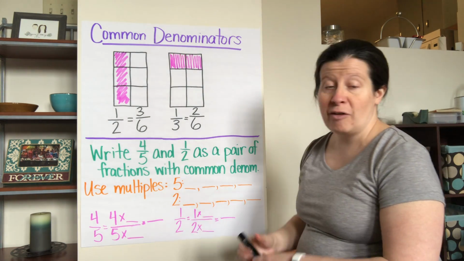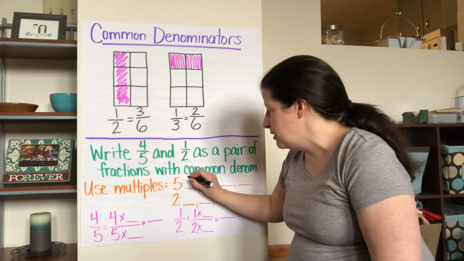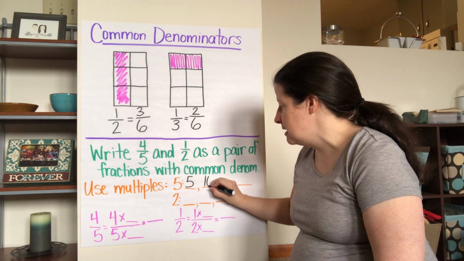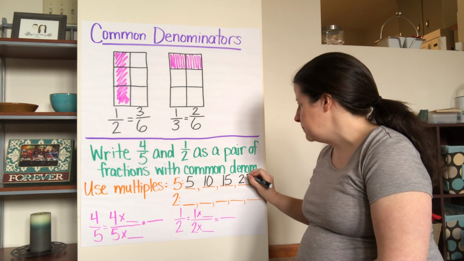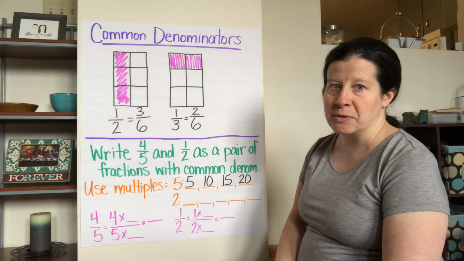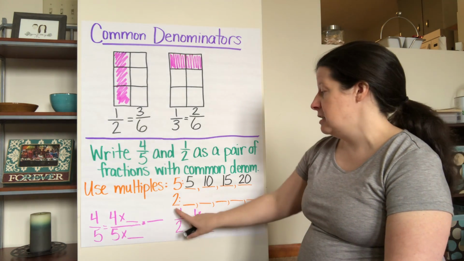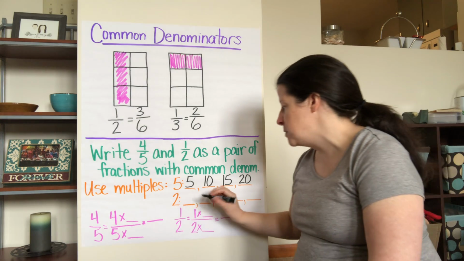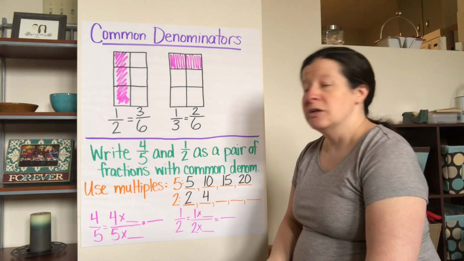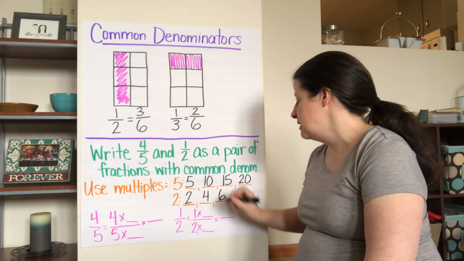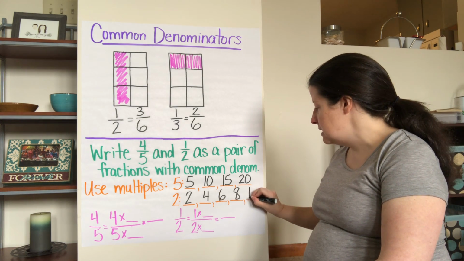So if I start here with 5, listing its multiples, well, 5 times 1 is 5, 5 times 2 is 10, 5 times 3 is 15, 5 times 4 is 20. Okay, so we have a few multiples listed out there of 5. 5, 10, 15, 20. Now we're going to list the multiples of 2. Well, 2 times 1 is 2. 2 times 2 is 4. 2 times 3 is 6. 2 times 4 is 8. And 2 times 5 is 10.